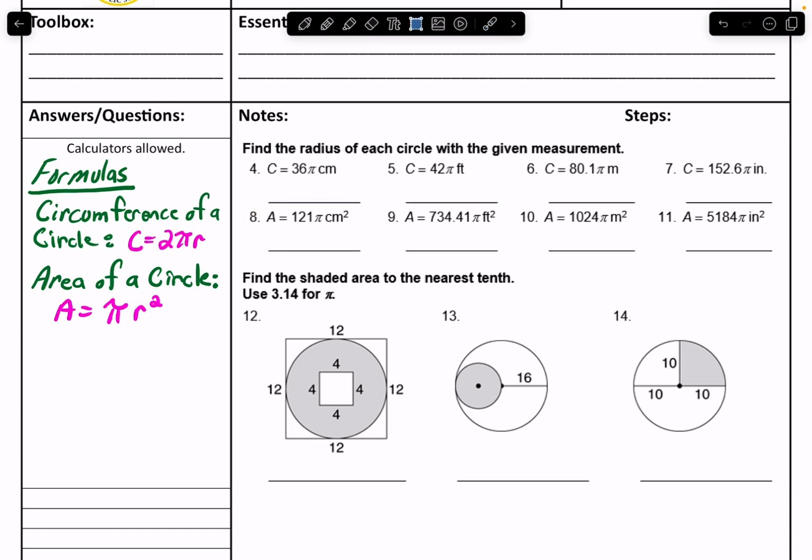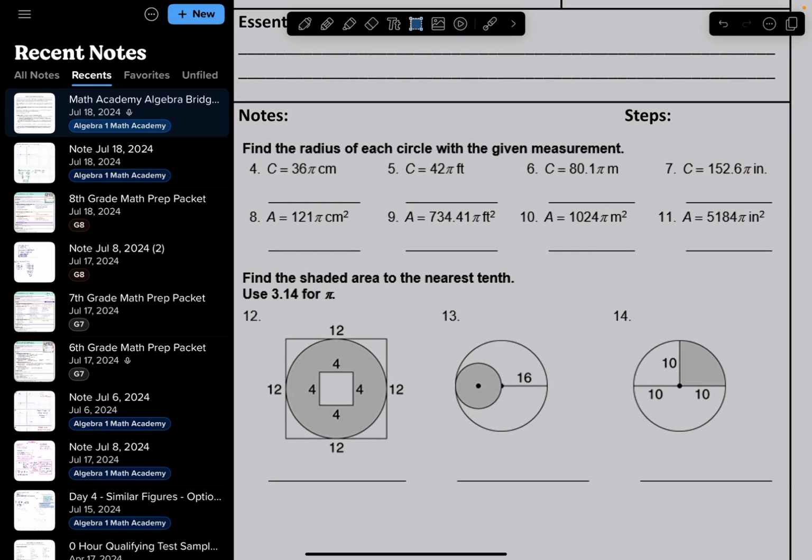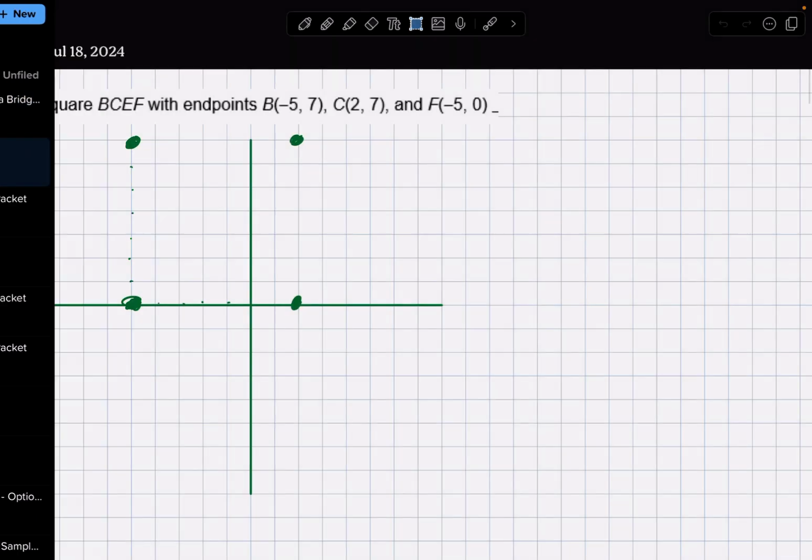So I'm going to do a couple of these. You should write these formulas down. You should have them memorized. If you don't already, that's fine. Something you should work on.